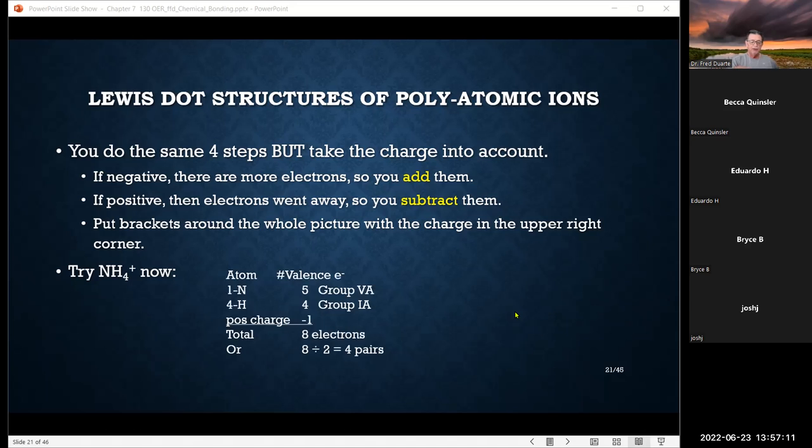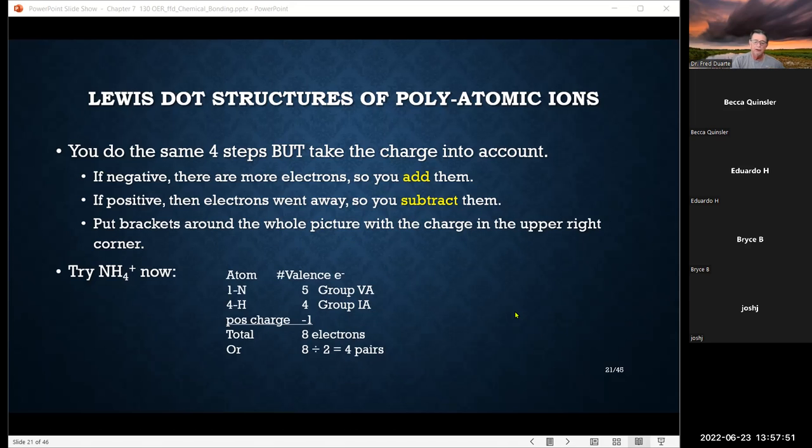We do it the same. 1 nitrogen is in group 5, and each of the 4 hydrogens brings in 1, so we have a total. If we were not to subtract, we would have 9 valence electrons. That's a flag, because the numbers should be even, divisible by 2. If you end up with an odd number, you have to refresh your memory: do I add or subtract a value? In this case, it's a positive cation, so we subtract 1, and we have 8 valence electrons, or 4 pairs.